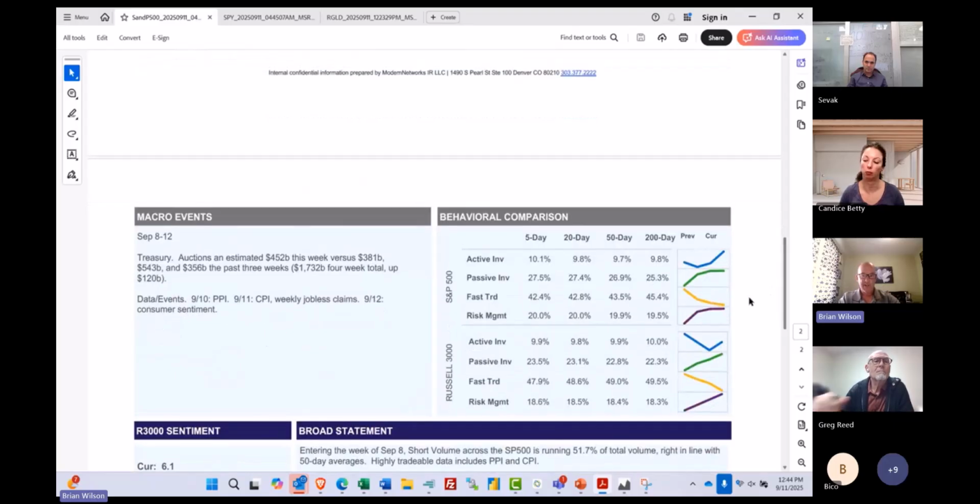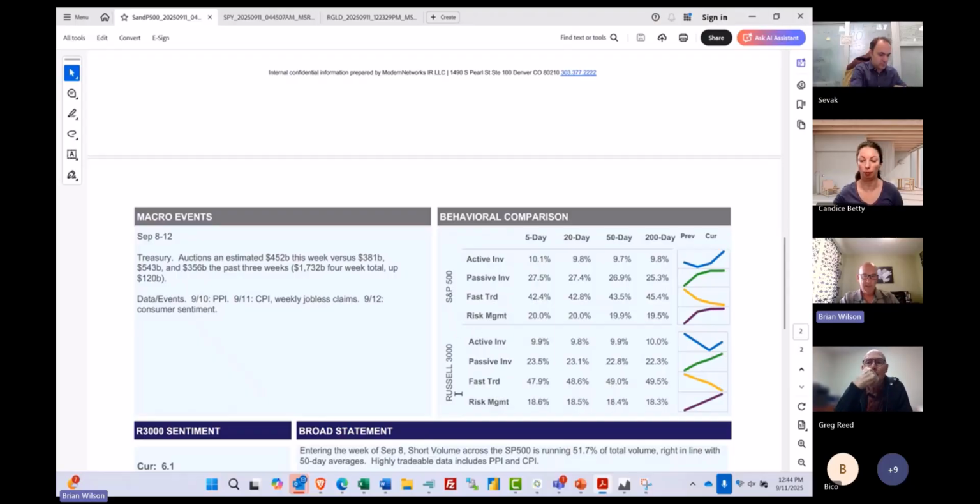Look at the trends over time. Active money 10-1, 200-day levels up. Passive money, big surge from passive investors. You've seen me mention that a couple of times in the last couple of weeks, that we continue to have these ETF flows. They're much higher than norms, and that continues to lift the market.